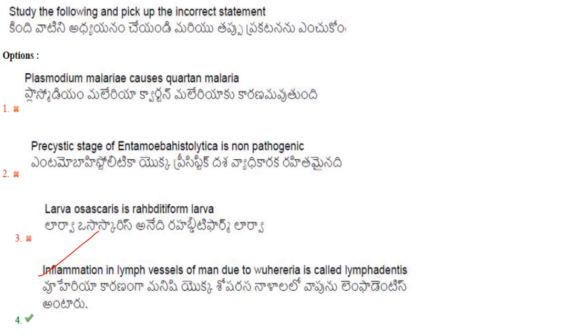Study the following and pick up the incorrect statement. Plasmodium malariae causes quartan malaria. That is correct. Cystic stage of Entamoeba histolytica is non-pathogenic. That is also correct. Larva of Ascaris is rhabditiform larva. That is also correct. Inflammation in lymph vessels of man due to Wuchereria is called lymphadenitis. Lymphadenitis is swollen lymph nodes and it is caused by infection from bacteria, virus or a fungus and not Wuchereria. So the answer here is option 4.